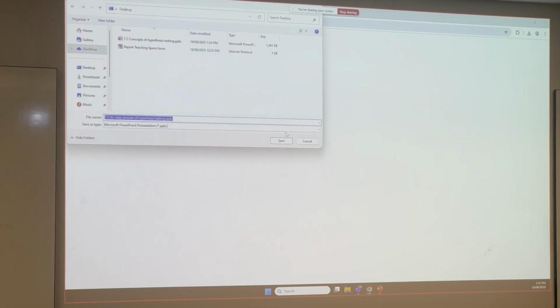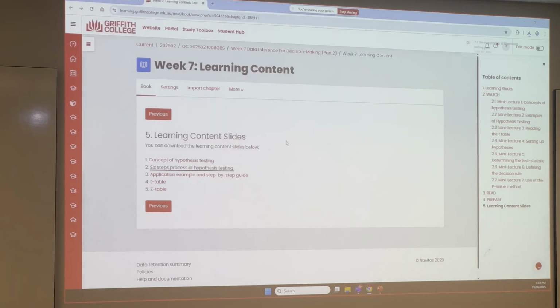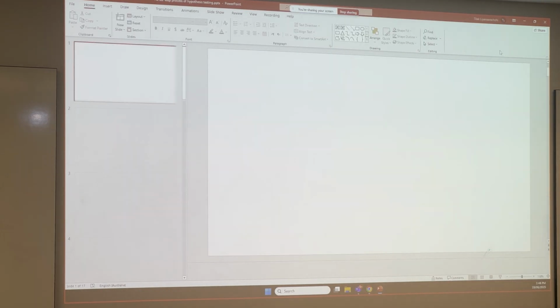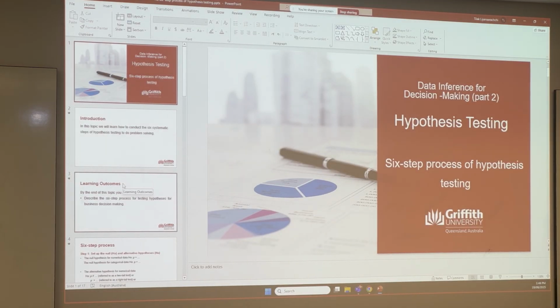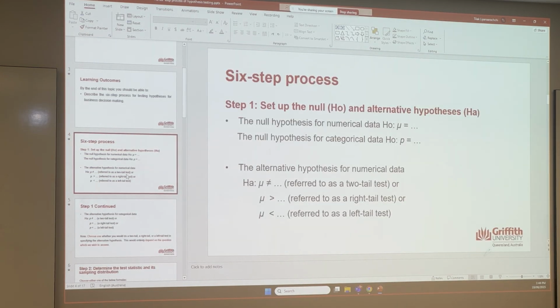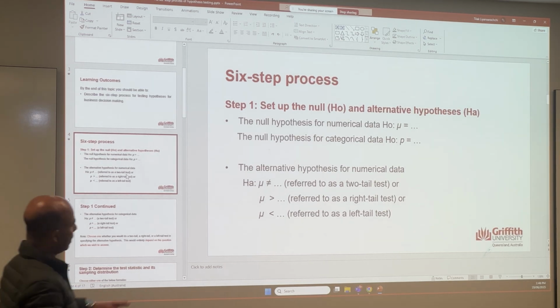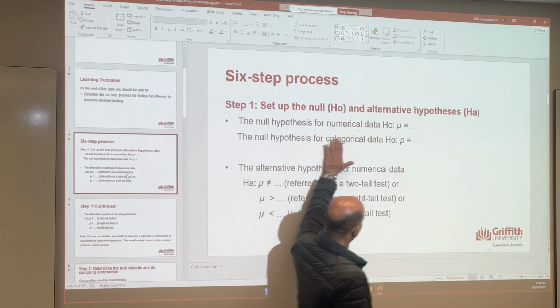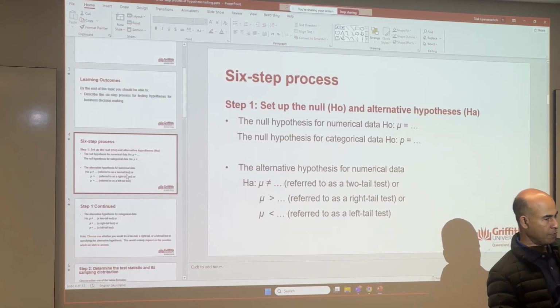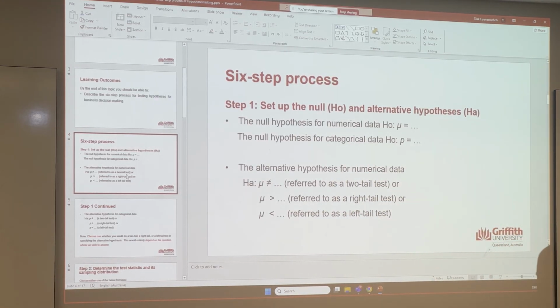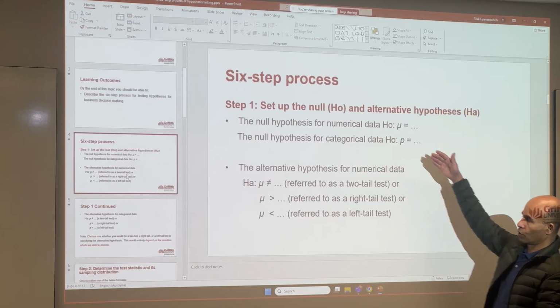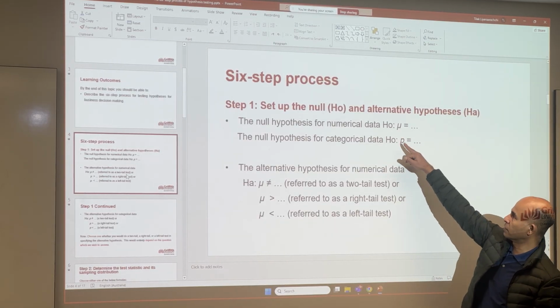Okay, so this is how you do it. There are 6 steps you have to follow. First, you need to set up the null hypothesis and the alternative hypothesis. In statistics we call it the null hypothesis. That is the one that we are going to test. Null is called H naught, right? H naught is the null hypothesis.